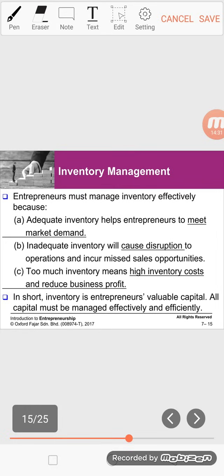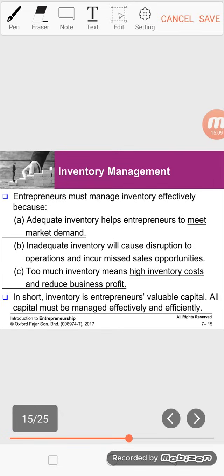Inadequate inventory will cause disruption to the operations and incur missed sale opportunities. So if we don't keep our inventory very closely, kita tak jaga betul-betul, then it will influence our production. Because suddenly kan kita nak buat ni, tiba-tiba tengok alamak, tepung dah habis. Why this happen? Because inventory kita tak betul. Sepatutnya when we know that our tepung is running very low, then we should order siap-siap. Jangan tunggu dah habis baru nak order. Then it will influence, dia akan disrupt the production tu.